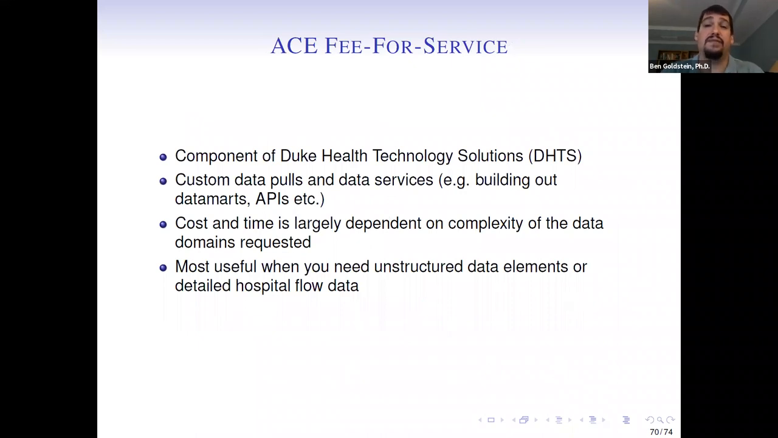And then finally, we have ACE fee for service. This is a component of DHTS, and this is a team of informaticists who can perform custom data pulls and data services, building out data marts, creating APIs for you.